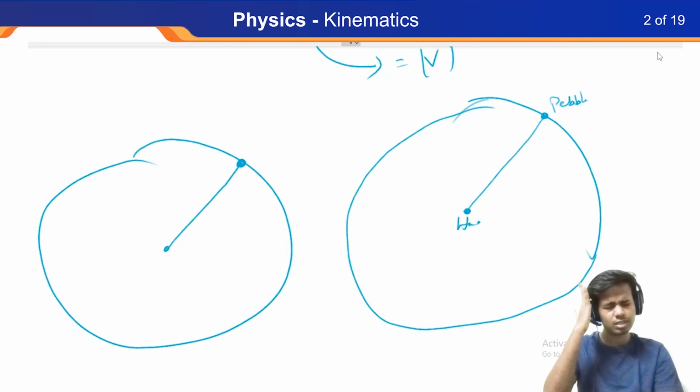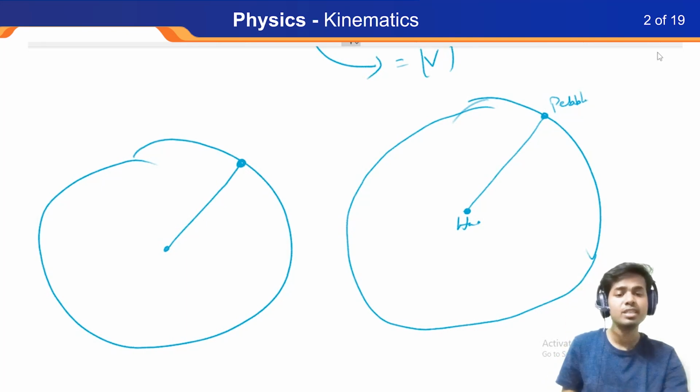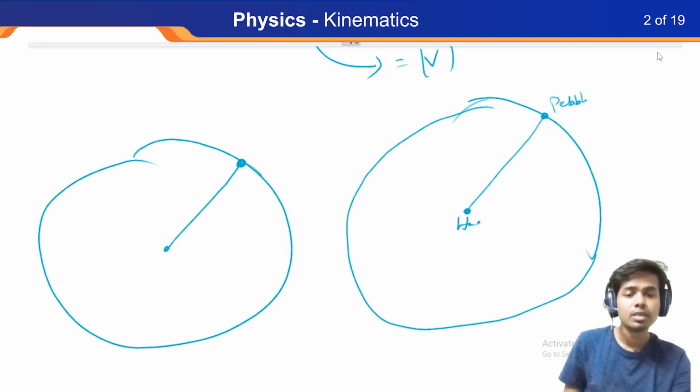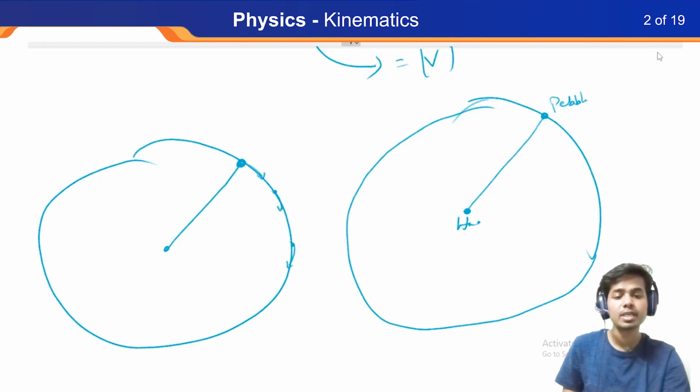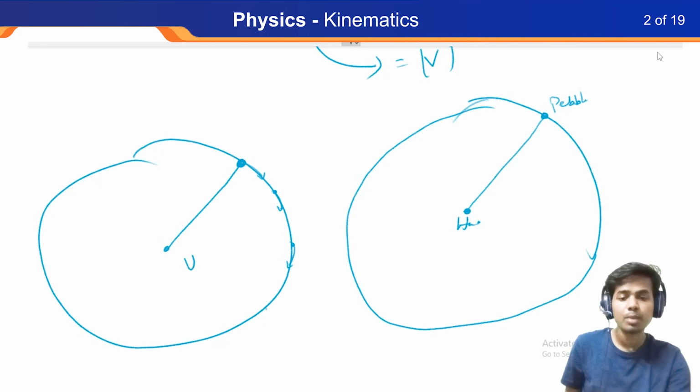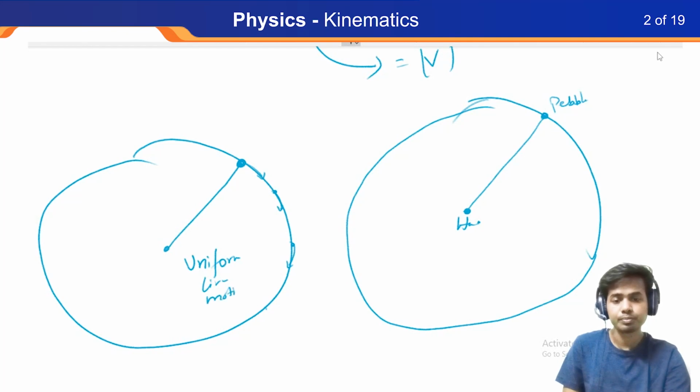The speed of this object can remain the same, right? It is a constant speed, 10 meter per second, moving at 10 meter per second. Such types of circular motions are called uniform circular motions.